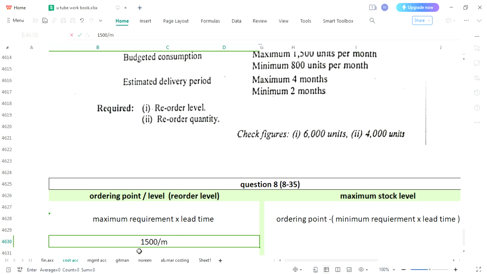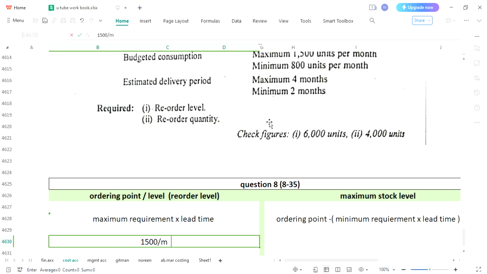Okay, per month is not necessary to be written over here, just for the reference. We will be going to synchronize lead time and maximum requirement. It should be in the same unit. So 1500 number of units are given in terms of month. Monthly requirement is 1500, and now we are going to see the lead time. Again, we do have two lead times: maximum 4 months and minimum 2 months.